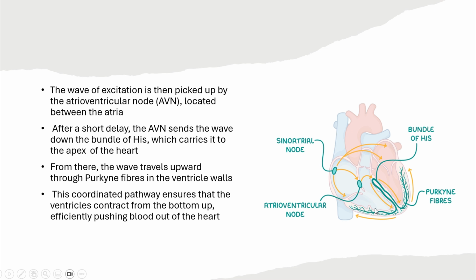The Purkinje fibers therefore cause the ventricles to contract, which makes sure that the ventricle contracts from the bottom to the top. The apex of the heart is just the bottom of the heart, that's all it means.